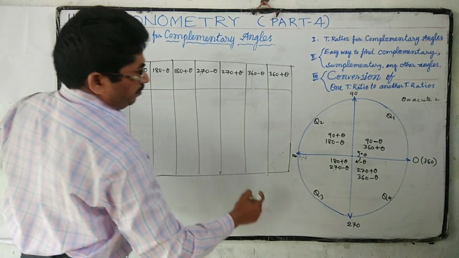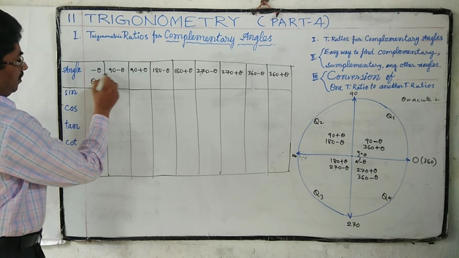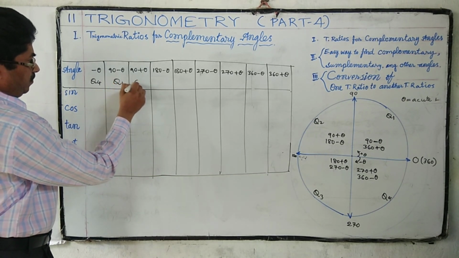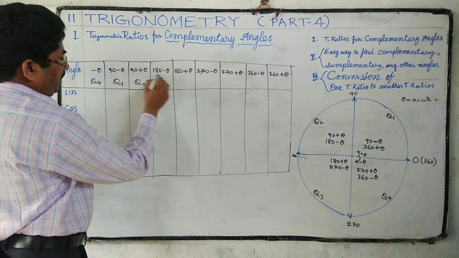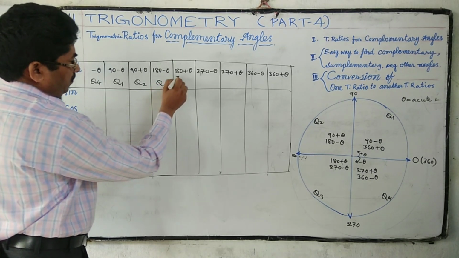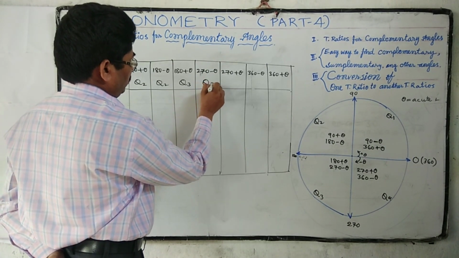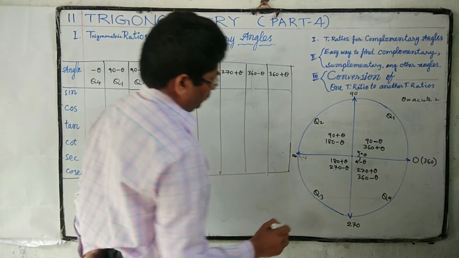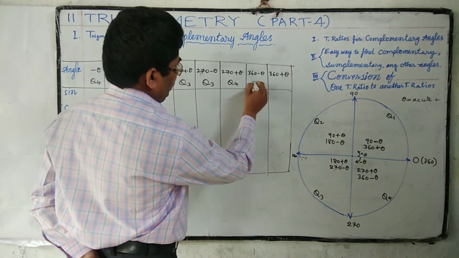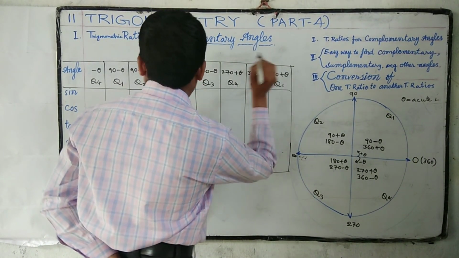Minus theta, which quadrant? Minus theta is the fourth quadrant, Q4. 90 minus theta is the first quadrant, 90 plus theta is the second quadrant, 180 minus theta is also the second quadrant, 180 plus theta is the third quadrant, 270 minus theta is also the third quadrant, 270 plus theta is the fourth quadrant, 360 minus theta is also the fourth quadrant, 360 plus theta is the first quadrant.